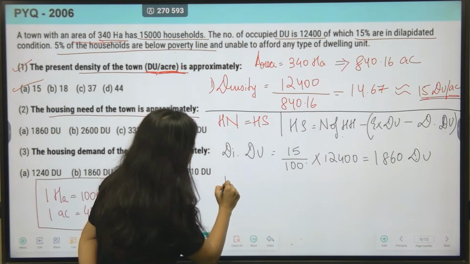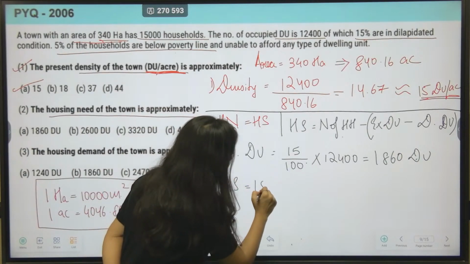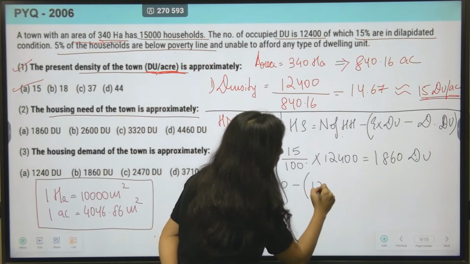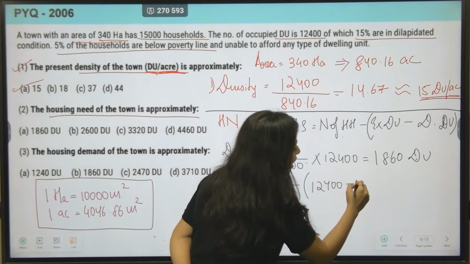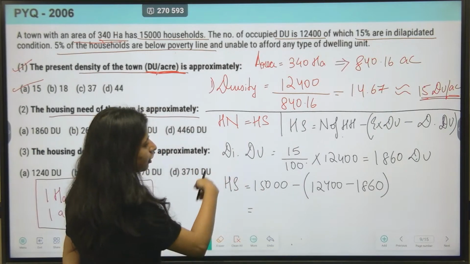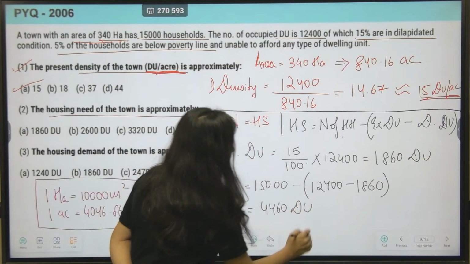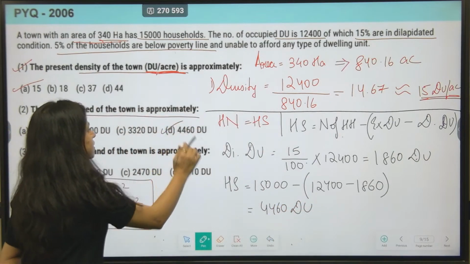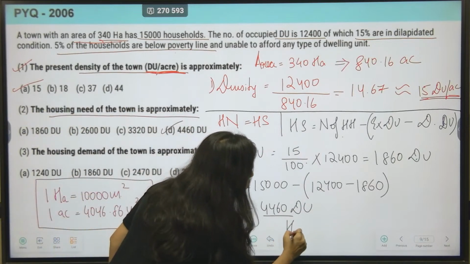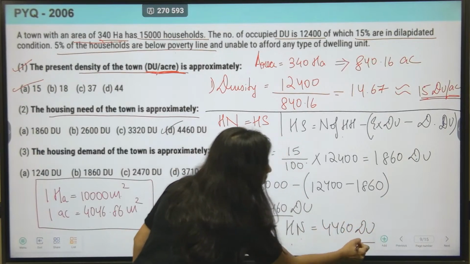Now we can put this in the housing shortage. So in housing shortage, number of households is 15,000 minus existing dwelling unit 12,400 minus dilapidated 1860. When you calculate this, you'll get something like 4460 dwelling units. So as per that, the answer is D. Now housing shortage is 4460. Housing need is equal to housing shortage. So housing need is 4460 dwelling units only.